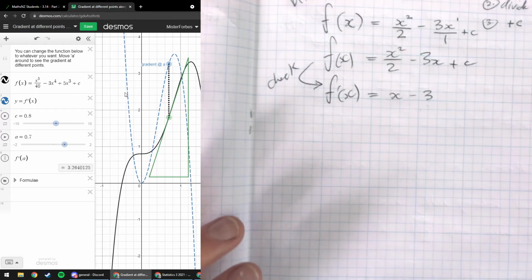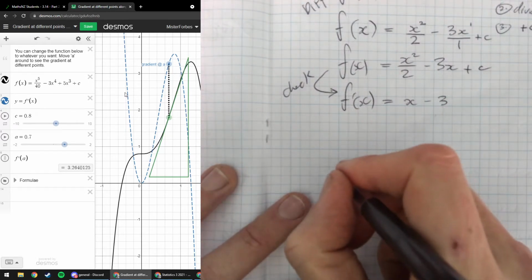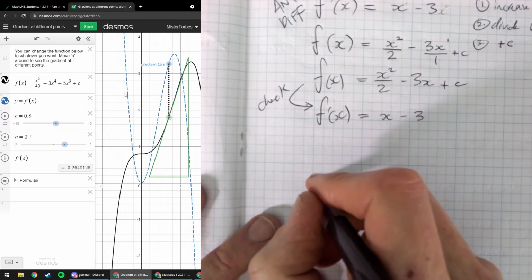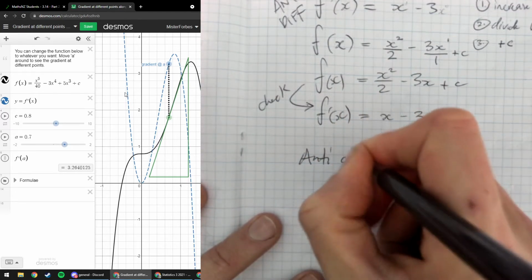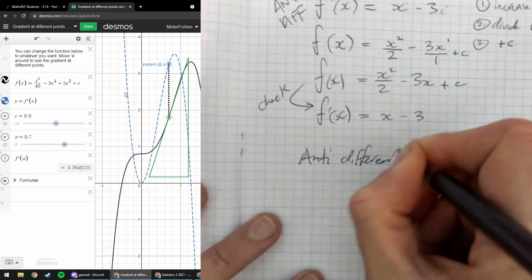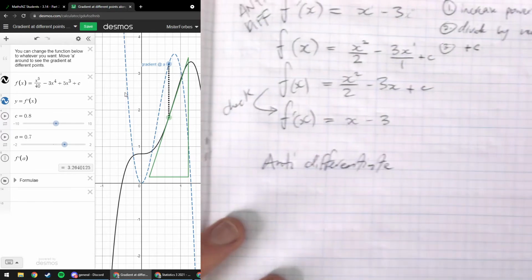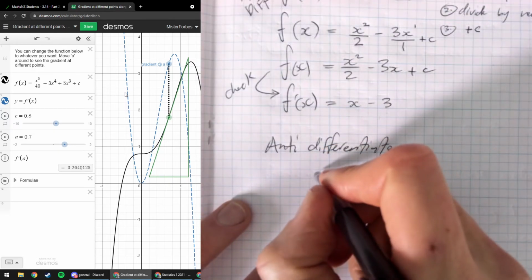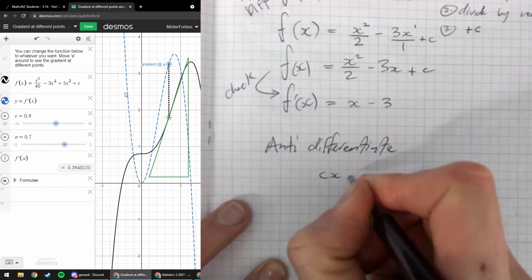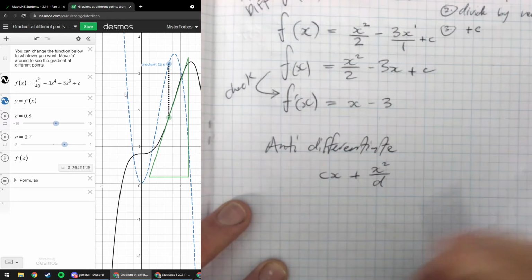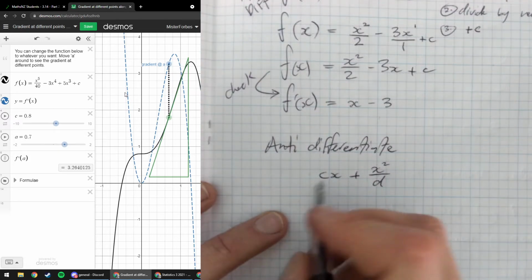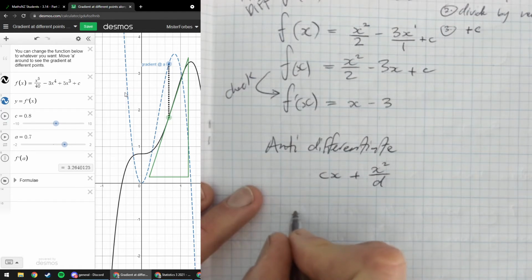Should I do one more example? Let's do a trickier one. Let's say the questions might look something like this. Anti-differentiate cx plus x squared over d. So that might be your question. So I might do an arrow.